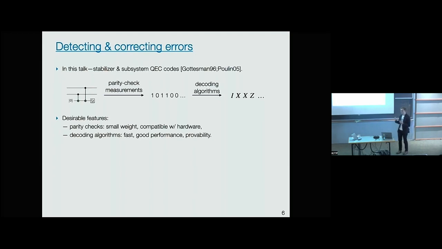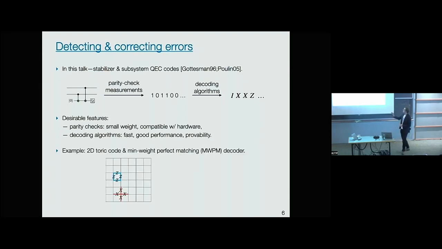And we want our methods to infer what corrections to apply to exhibit good performance. We want to tolerate a high rate of noise. And ideally, we want our methods to be provable, meaning if we have a guarantee that there are just a few errors in the system, we want to know that we can correct them faithfully.